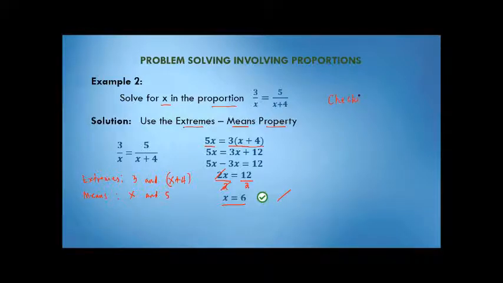So we have the checking. 3 over 6 is equals to 5 over 6 plus 4. 3 over 6 is equals to 5 over 10. So kahit makita nyo magkaiba yan, kung parehas naman sila ng lowest term, magiging equal din sila. So ito ay equivalent ng 1/2 sa lowest term. Ito rin ay magiging 1/2 pag lowest term. Therefore, equal pa rin siya and the value of 6 is correct.